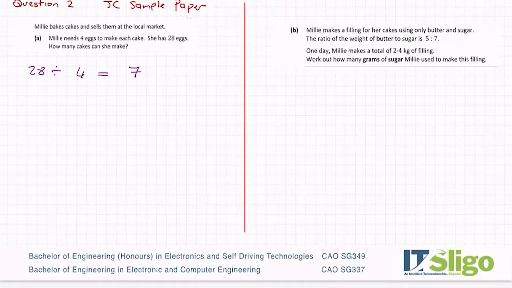Part B: Millie makes a filling for her cakes using only butter and sugar. The ratio of the weight of butter to sugar is 5:7. Okay, one day Millie makes a total of 2.4 kgs of filling. Work out how many grams of sugar Millie uses to make the filling.